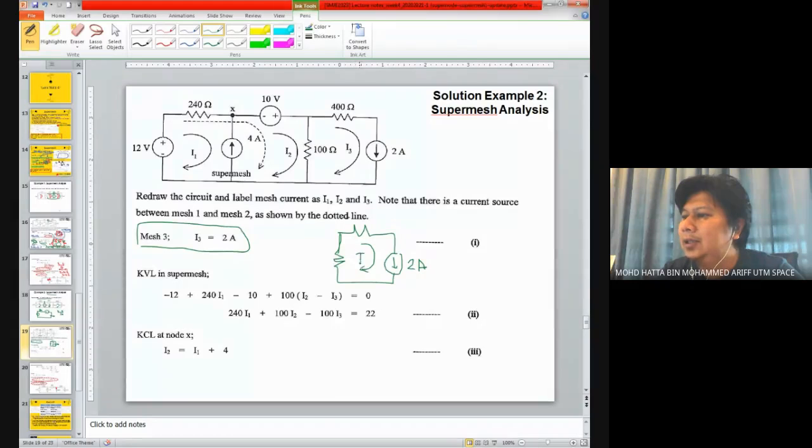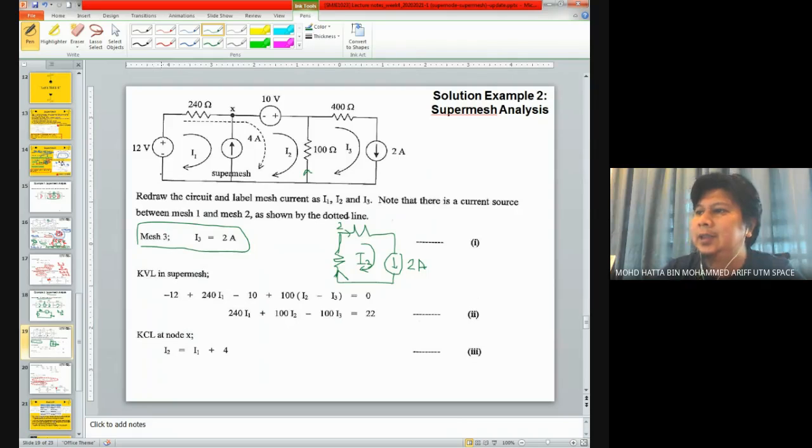Means that whatever current we consider in mesh number 3 is basically the value is 2 ampere. So that's why here we see that for mesh number 3, I3 equals 2 ampere, because we know that the current flowing through here is 2 ampere, and for the current flowing through here or here is not 2 ampere, but the mesh itself is 2 ampere. So I3 is 2 ampere. And then you try to apply KVL in the supermesh.